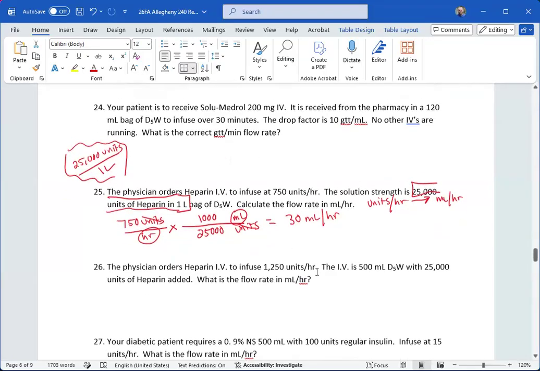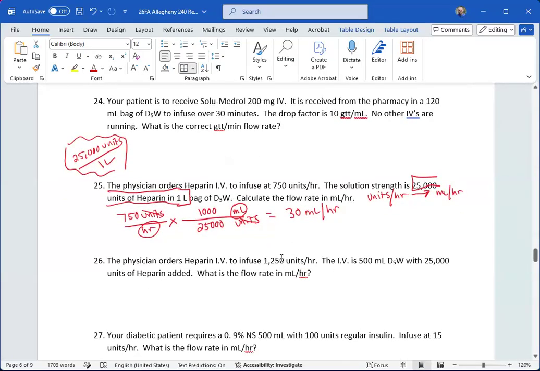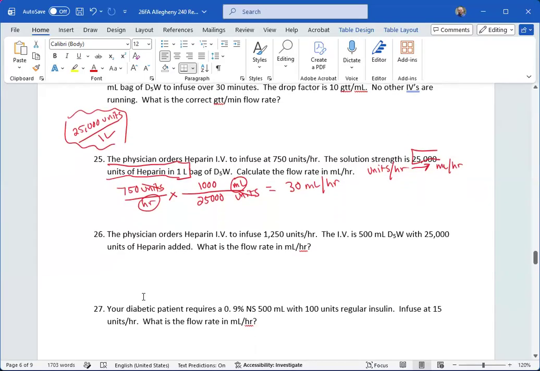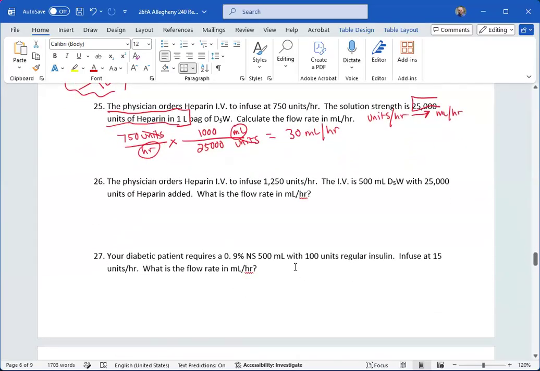And you would do the same thing with this here, right? So this is just showing you have 1,250 units per hour, and then you're available as the 500 milliliters with the 25,000 units, and then you would just calculate the ml per hour. You would do the same thing for 27, except instead of heparin, now it's insulin, but it's still units per hour, and then it's asking you to convert it to milliliters per hour.